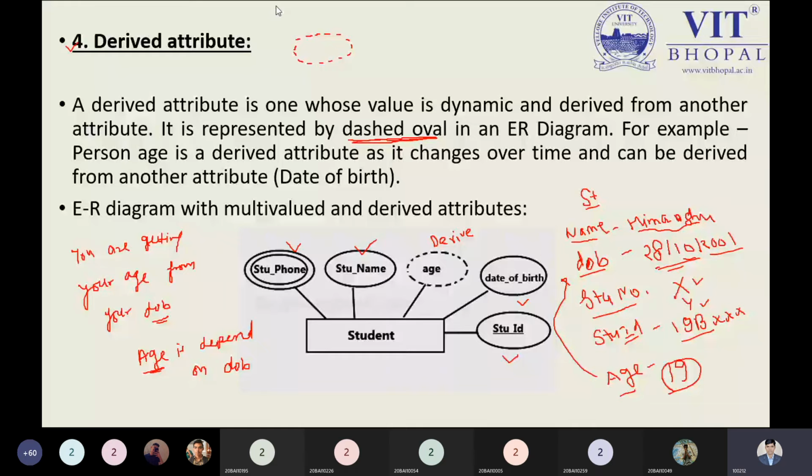Okay, so now clear? Is it clear to all right now? This derived attribute will be depicted by a dashed ellipse only, or dashed oval we can say. Now clear?